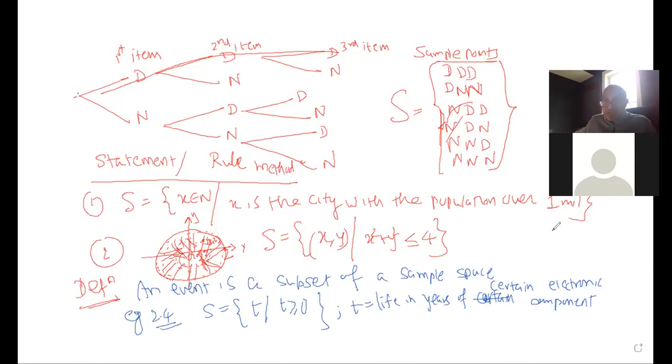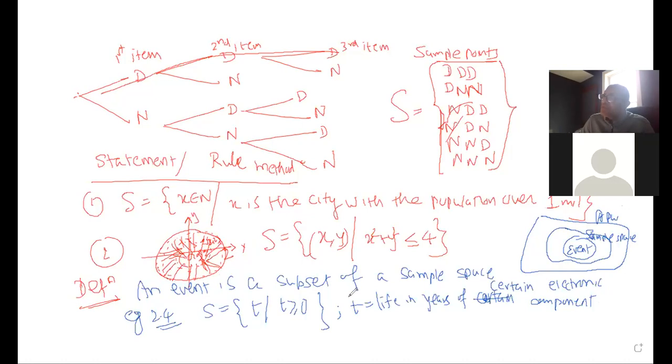I told you, suppose this is my whole population, then samples or sample space is a subspace of population and event is a subspace of the sample space. So it is something like this. So T is equal to life in years of a certain electronic component, right? Now life in years, that means it could not be negative.